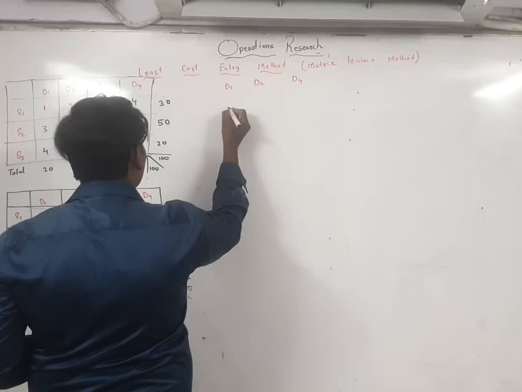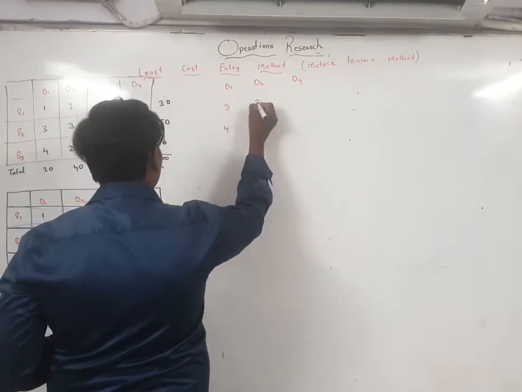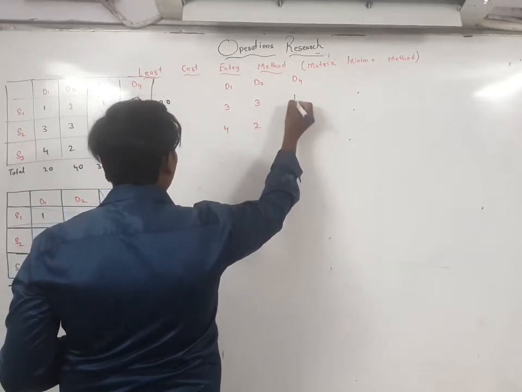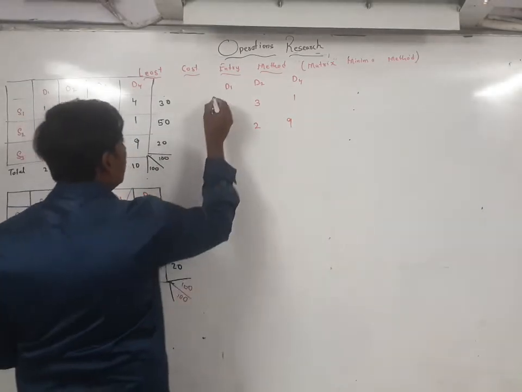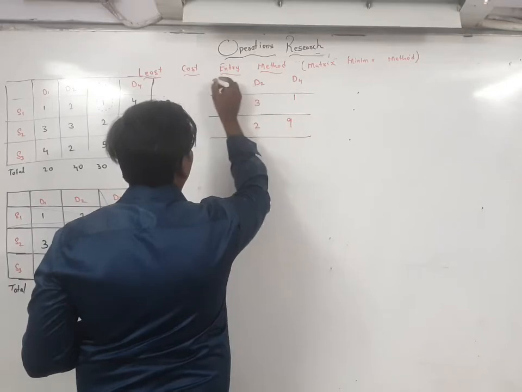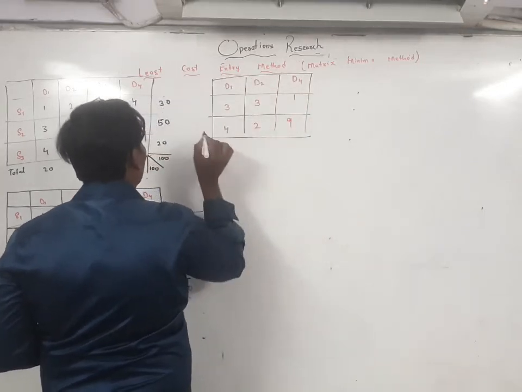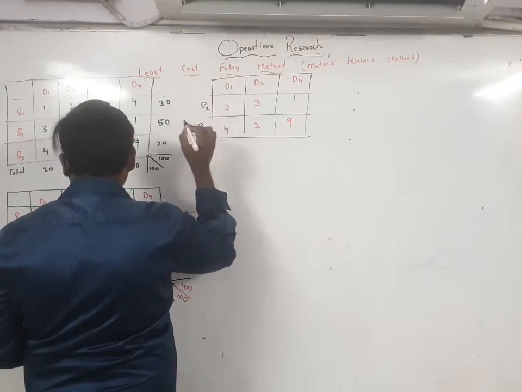What is the value here? 3. Next one is 4. Next value is 3. Next value is 2. Next value is 1. Next value is 9. After that, what you have to do? After getting these values, after here you can write the S2 and here you can write the S3.